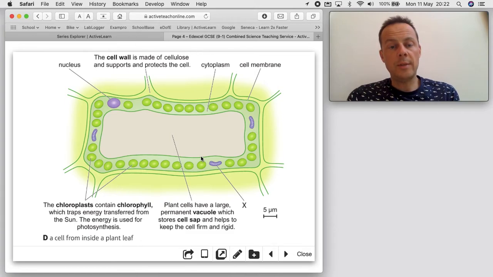Now the activity you're going to be doing following on from this, as well as watching the other videos and having a look at the BBC Bitesize, will be some progress questions that are set as a Google Doc.